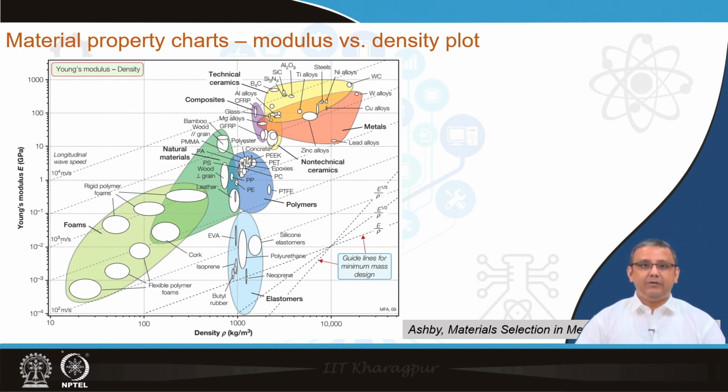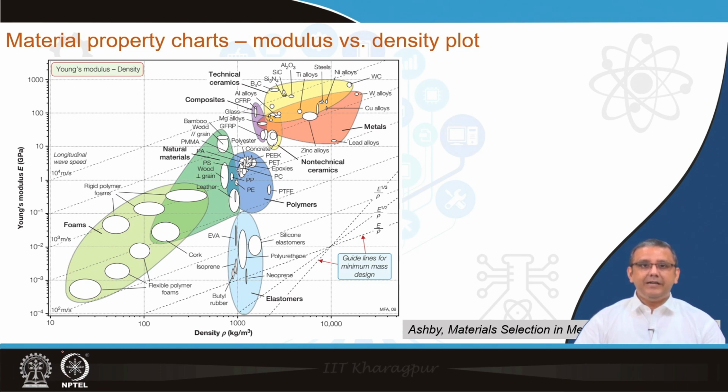As you can see in this plot, the density of the materials varies over a wide range. Typically, density of the foams starts from a very low value of around 10 kilogram per meter cube, and even the heaviest of metals like tungsten alloys cover a much higher density of more than 20,000 kilogram per meter cube. In terms of Young's modulus also, we have a very wide range, starting from almost 10 to the power minus 4 gigapascal to more than 1000 gigapascal.